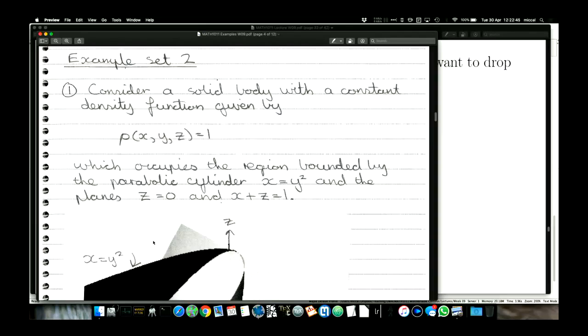Right, so we've got a solid body, it's basically got a constant density. So the density is 1. That means numerically its density and its volume are the same thing, because density is mass over volume. So this thing occupies a region bounded by the parabolic cylinder x equals y squared and the plane z equals 0 and x plus z equals 1.